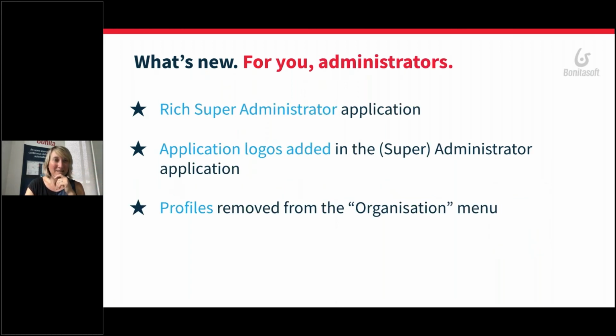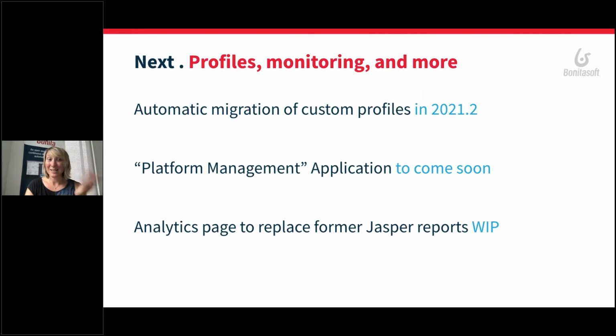And if you are an administrator, you have a richer Super Administrator application, including the application management. All the URLs of the portal are redistributed and they change, so you will have only one URL, so it's easier to manage as an administrator, especially if you have updates. And the profiles are removed from the organization menu. What's next? As I told you, normally, but as we are still waiting for Bonita Beta, the automatic migration of custom profiles should be integrated in 2021.2.